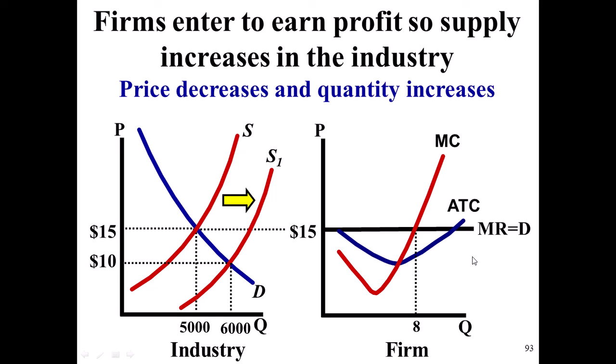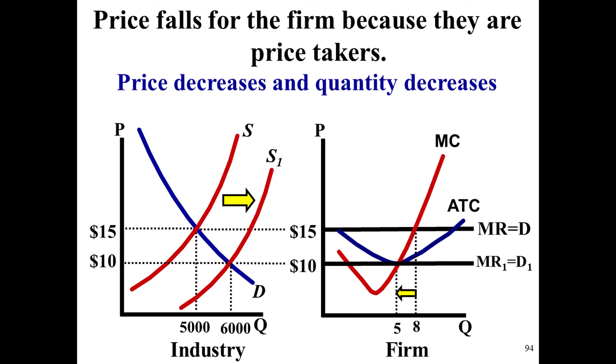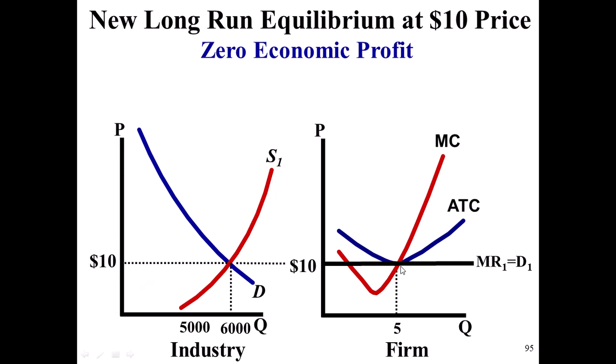This firm is a price taker, so they have to take the price in the market. So their MR curve goes down. They produce less because that's what maximizes their profit. 8 doesn't maximize their profit anymore. Now it's 5. They're now in long run equilibrium. As you can see, they're producing less, but in the industry, there is more because there's more sellers.